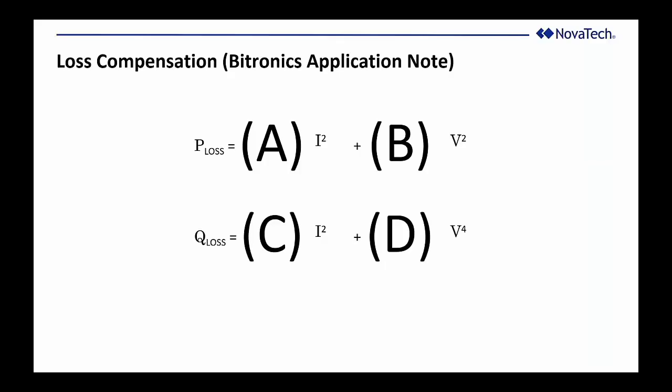And these will be the settings that you have to make in the meter so that when the meter measures the current and voltage, it multiplies the current squared times the A factor, and it multiplies the voltage squared times the B factor, and the sum of those two gives me the watt losses. And again, for the VAR losses, it's the current squared times C and the voltage to the fourth power times D. If A, B, C, and D don't change, you must calculate those and enter them into the meter because the meter has no way of knowing what the ratings on your transformer are.